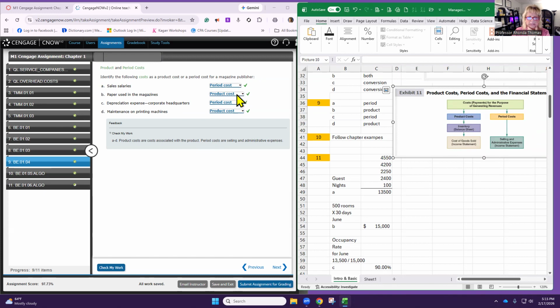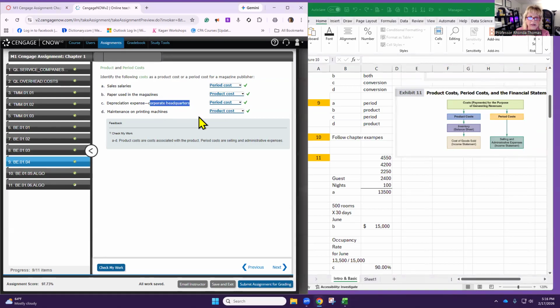Paper used in magazines, it's a direct material. Product cost. Depreciation for the headquarters, there's the key word for that one. That is a period cost. Maintenance on printing machines is manufacturing overhead, and it's one of the three product costs.